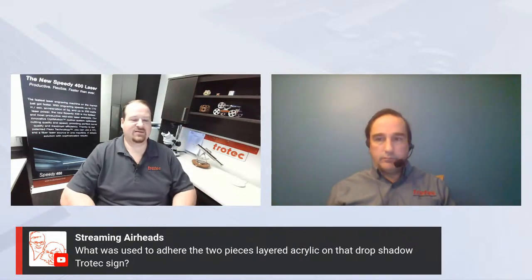What was used to adhere the two pieces of layered acrylic to the drop shadow sign? I typically use just your 3M double-sided adhesive. You can buy it in rolls, you can buy it in sheets. There's all different types of it. You can check the 3M websites for their adhesion, how sticky they are, how thick they are. It varies. Most sign shops will carry the 3M double-sided adhesive sheeting. I buy it in a roll, so I can just roll it out and stick it down. You can also buy it in sheets, but then you have to peel it off and put it on. And that's basically how it's used.